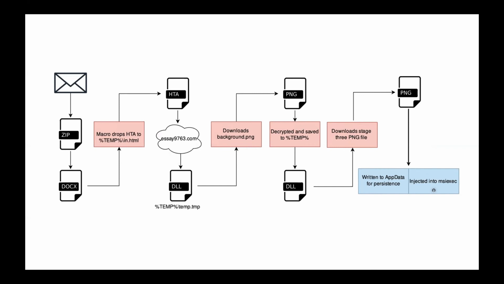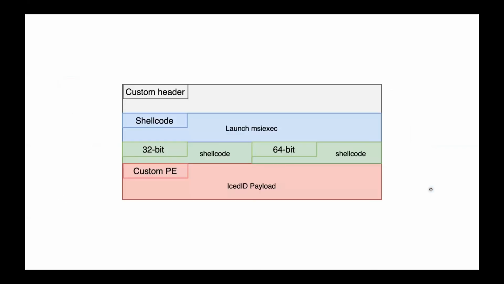So the PNG file this time around looks a little bit different. The shellcode has the same sort of custom header. The shellcode which is run is a little bit more sophisticated. In this case, it launches MSI exec. And then there's a 32-bit and a 64-bit section that's run depending on the processor architecture, which will inject the payload, which is the red box at the bottom here, into MSI exec and run it in a new thread.